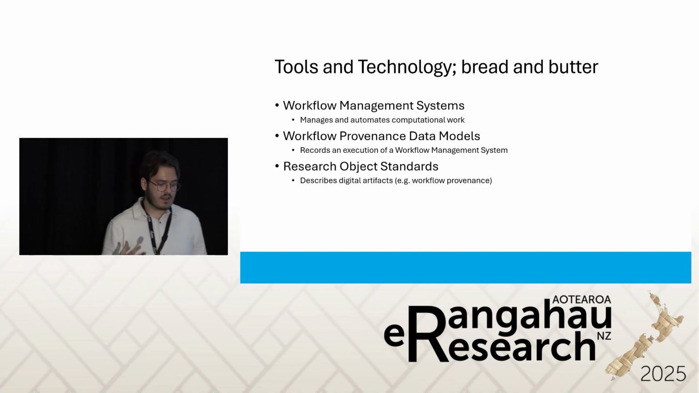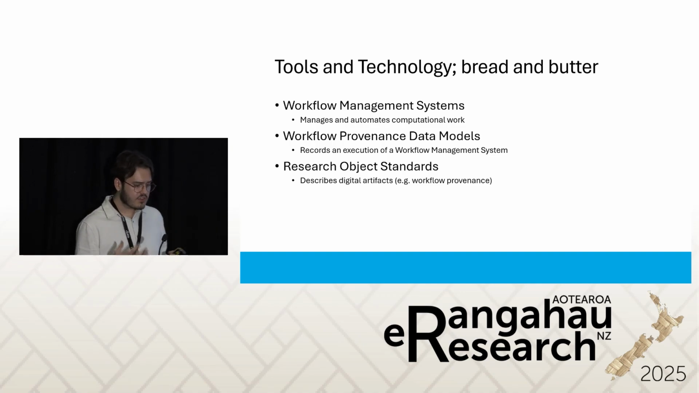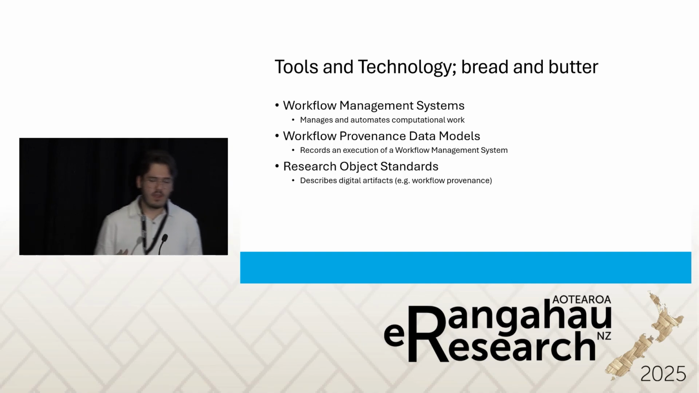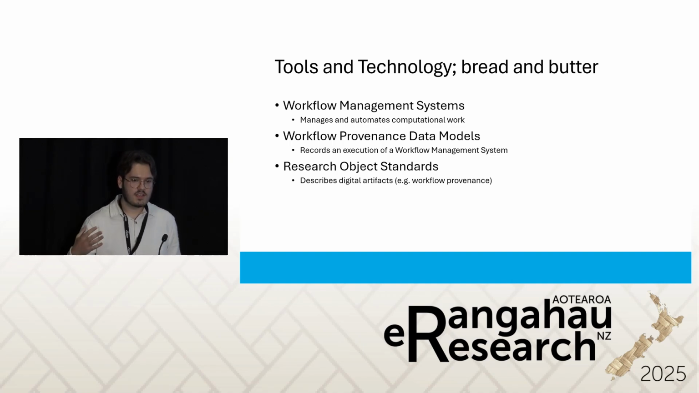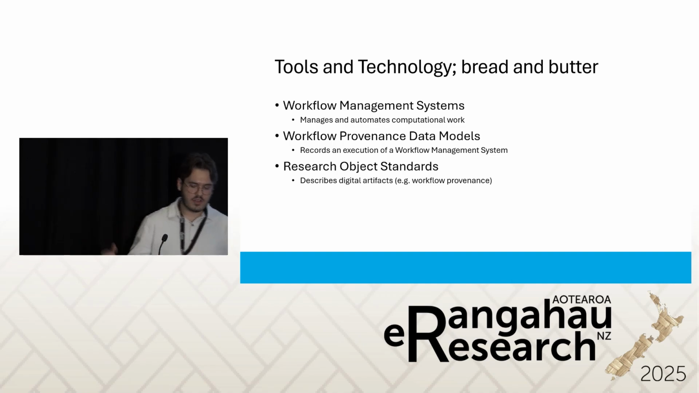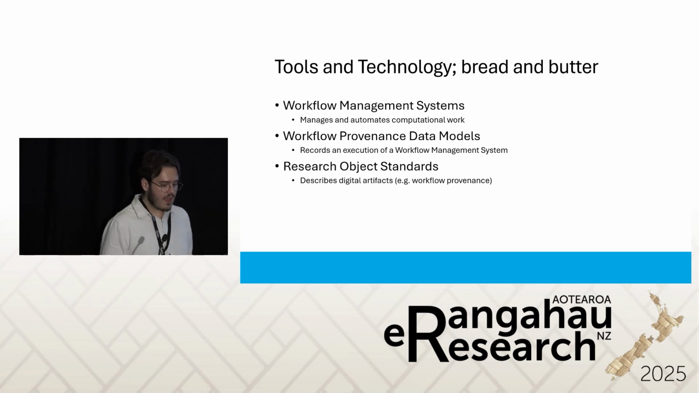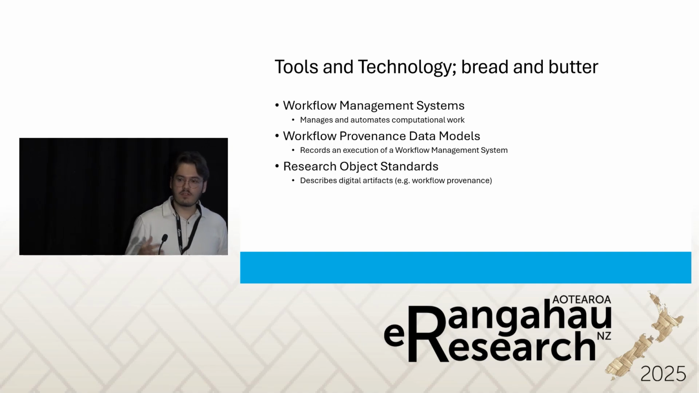So provenance is divided between two perspectives. We have retrospective and prospective. Retrospective describes what happened during a workflow and information such as the state of each variable and what they're resolved to. And prospective, which describes what the intended execution was, the plan of how it should happen. And finally, we have our research object standards, which help us wrap up all that information into portable and interoperable formats.